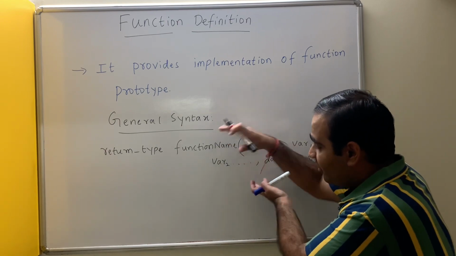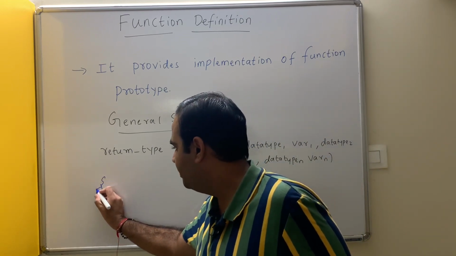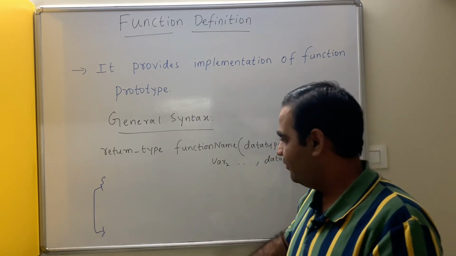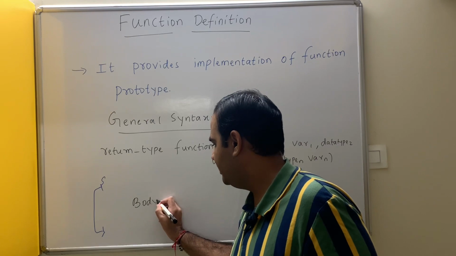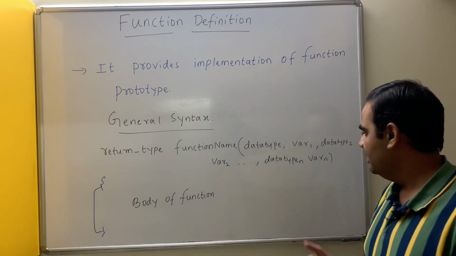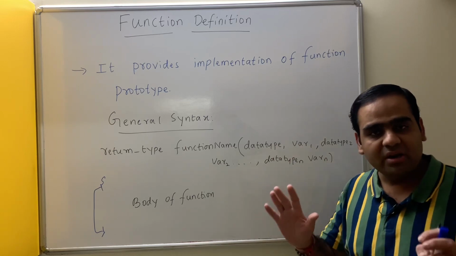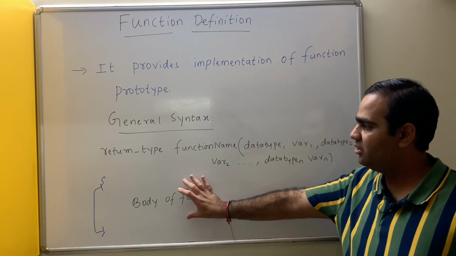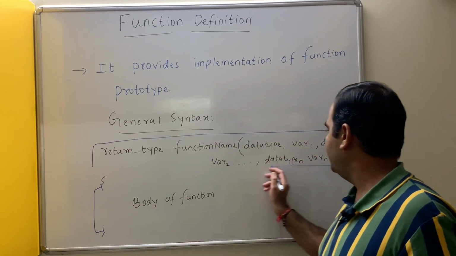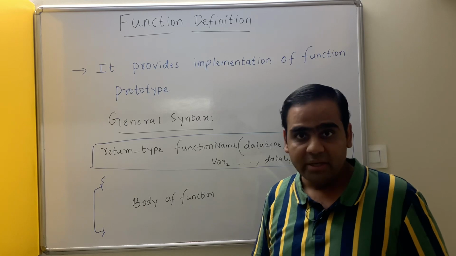Now this function definition provides the implementation, and whenever we talk about implementation, there has to be a body. This body we write in the curly braces. Here we write the body of the function. One thing we note over here is that for the function prototype there was a semicolon, but there is no semicolon here. Whenever we write a body, there should not be any semicolon. This is the body of the function. The other thing we can observe here is this is called the header. The header of the function prototype and function definition should match exactly.